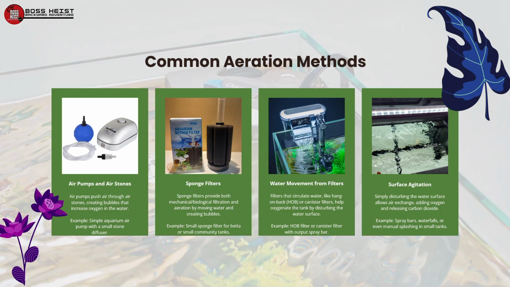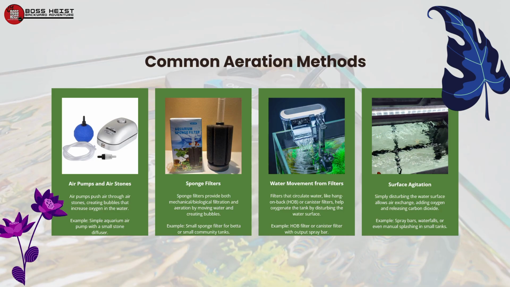Examples are a simple aquarium air pump with a small stone diffuser. Next, sponge filter. A sponge filter provides both mechanical and biological filtration and aeration by moving water and creating bubbles. Examples are a small sponge filter for betta or small community tanks.